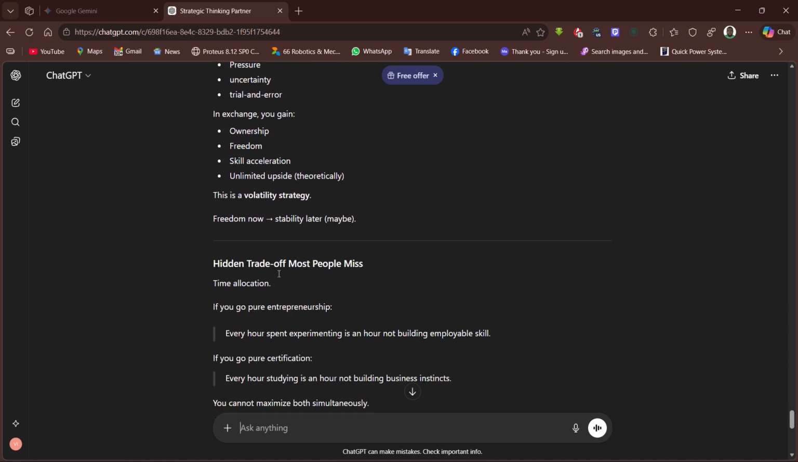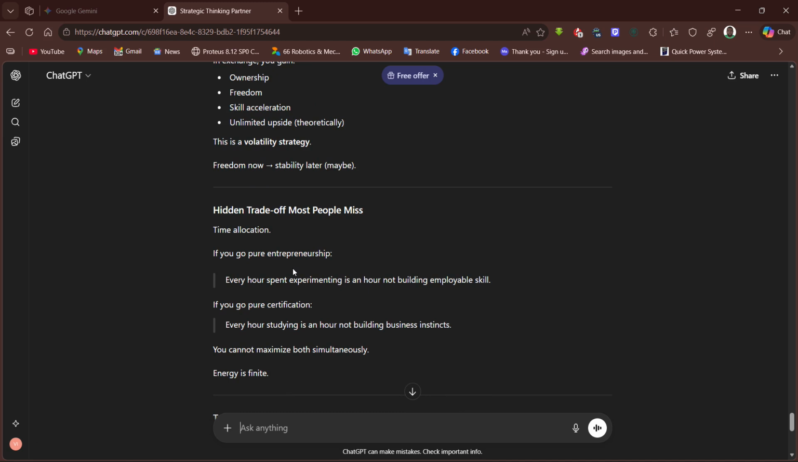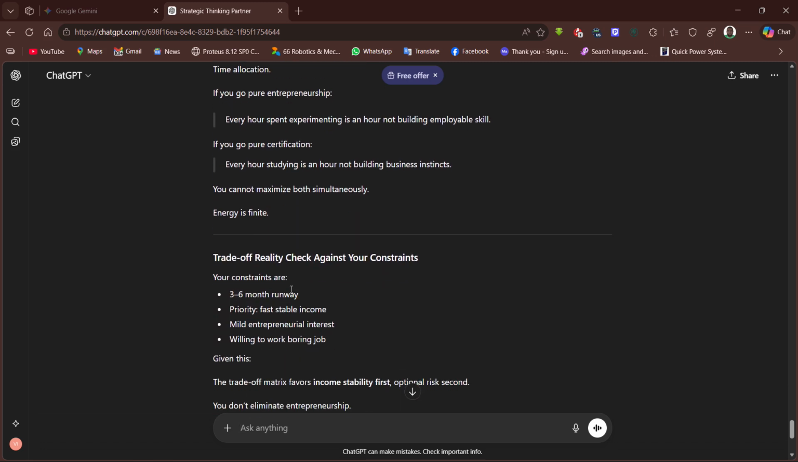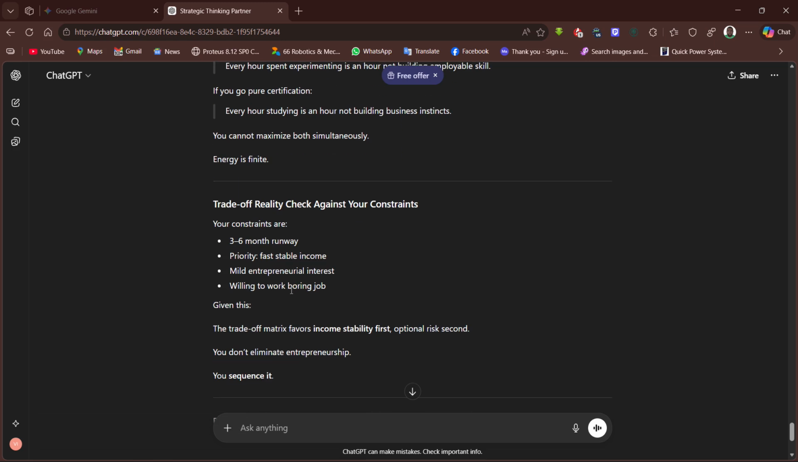Freedom now, stability later. Hidden trade-offs most people miss: time allocation. If you go pure entrepreneurship, every hour spent experimenting is another hour not building employable skills, which is true. If you go pure certification, every hour studying is another hour not building business instincts. You can't maximize both simultaneously. Energy is finite, which is true.